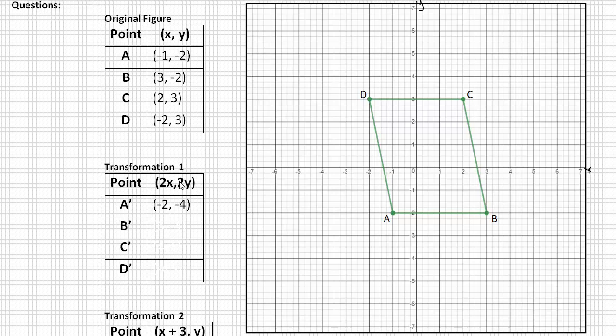That's right. B prime would be at 6, negative 4. C prime would be at 4, 6. And D prime will be at negative 4, 6. Now that we know what our new points are for our first transformation, please plot it on our graph and check back when you're ready to compare.